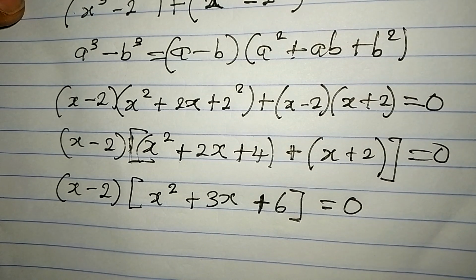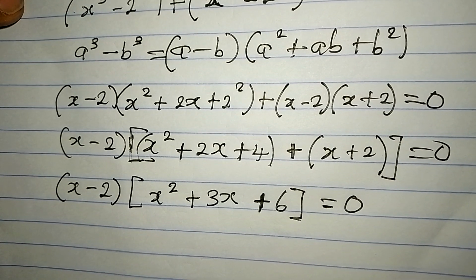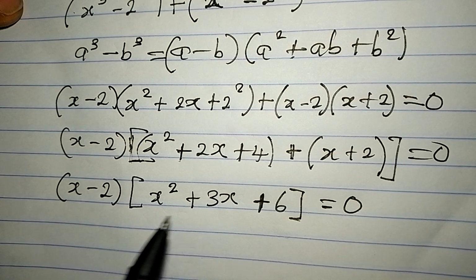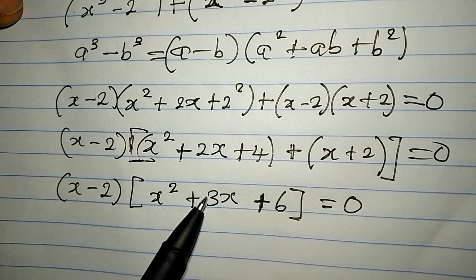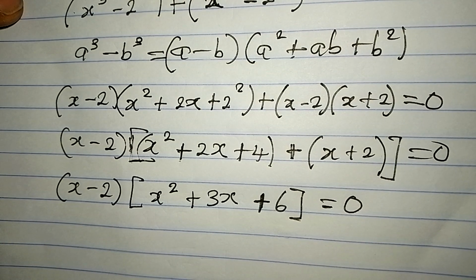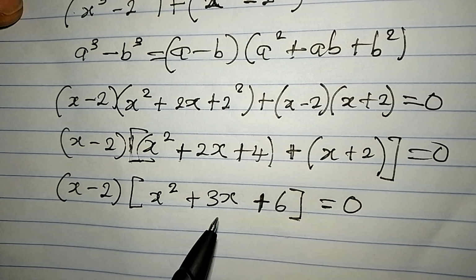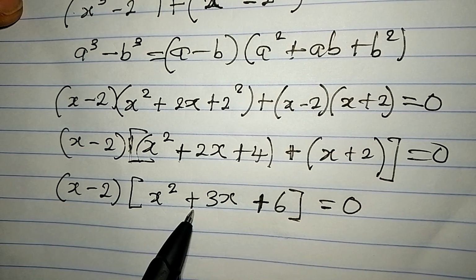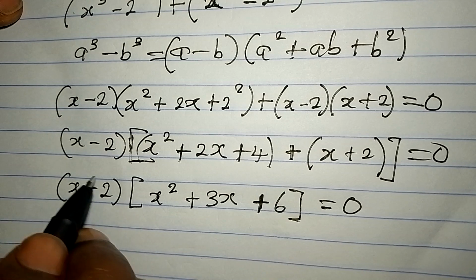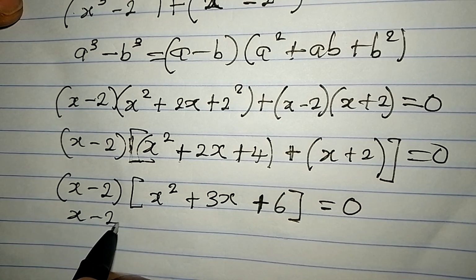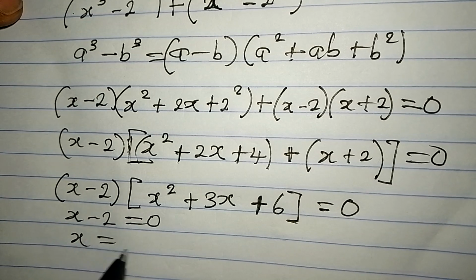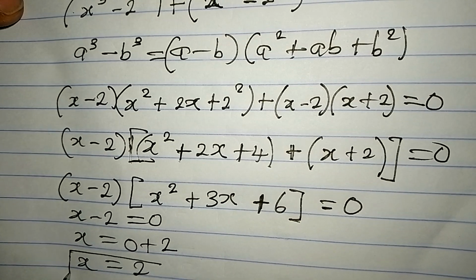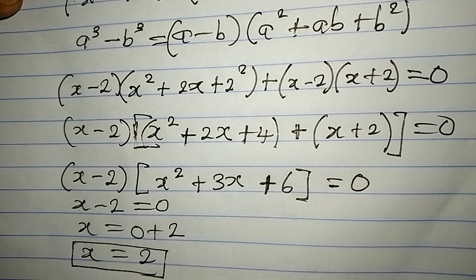And then from here, we apply zero product rule. Since we are multiplying two expressions to get 0, it means that one of them, either this is equal to 0 or this is equal to 0. And as a matter of fact, even if both of them are 0, you will still get 0 on the right hand side, because 0 times 0 is 0. So let's consider this to be equal to 0. X minus 2 is equal to 0. X is equal to 0 plus 2, and x is equal to 2. So this becomes the first value of x.